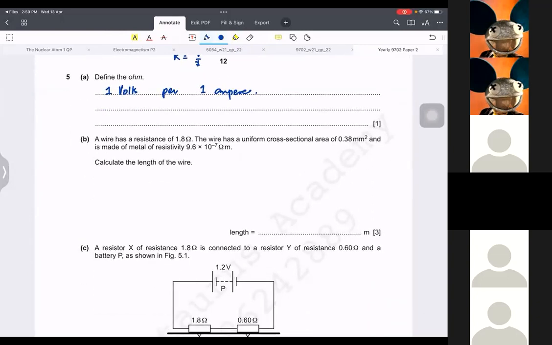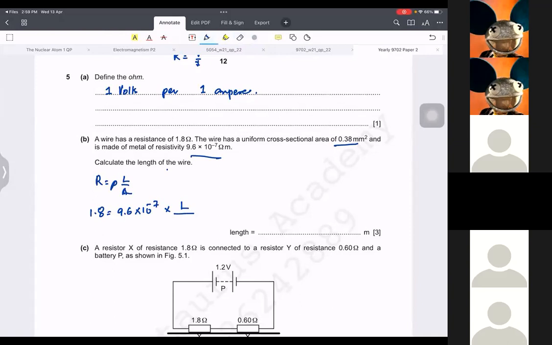So you have to define everything in terms of this. Then it says a wire has a resistance of this. The uniform cross-sectional area is also given and made of resistive material. What is the length? We should remember we have to find rho L upon A. Now resistance is 1.8. Resistivity is in SI units. Length is what we have to find. Area is not in SI units, so we have to convert it. Now this is in millimeter square. So how do we change this?